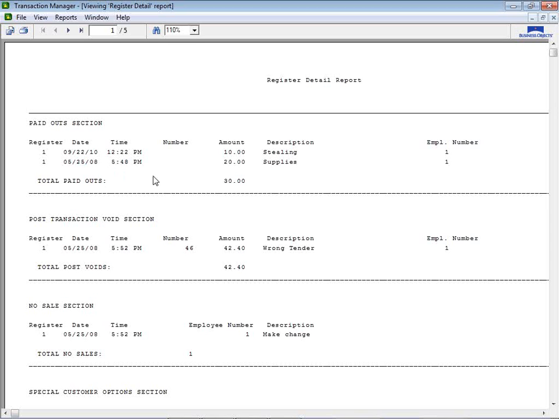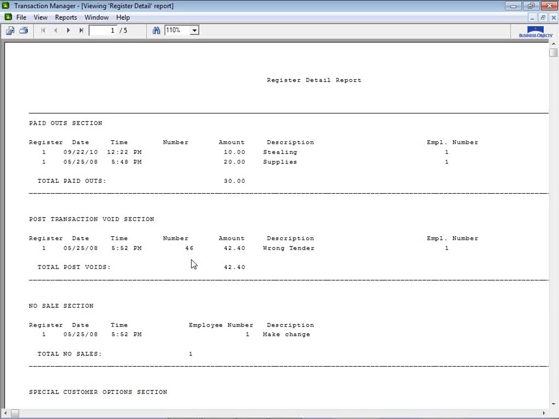So we've done 2 paid outs for $30. Here's the description, including the stealing one I did just a few minutes ago, and they were both done by employee number 1. Anytime we do a post-transaction void, we want to record that and alert you to the fact that somebody voided a sale. So when a sale is completed and tendered, you cannot modify it. The only thing you can do is post-void it. And that undoes all the effects of a sale. And we want to record that because that is a potential fraud situation.